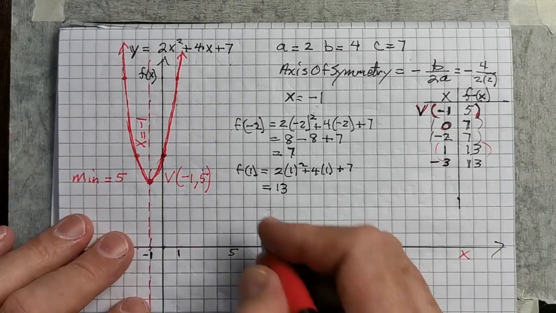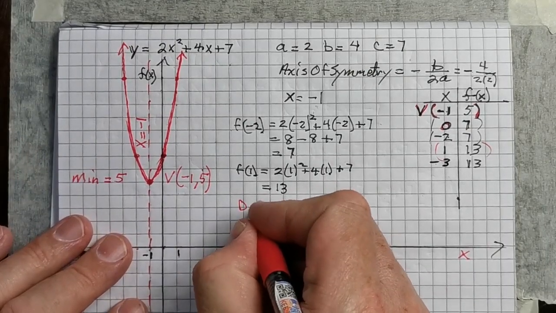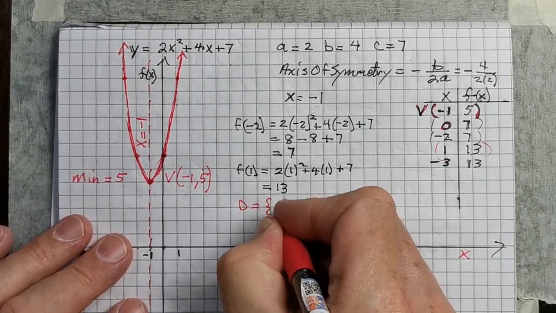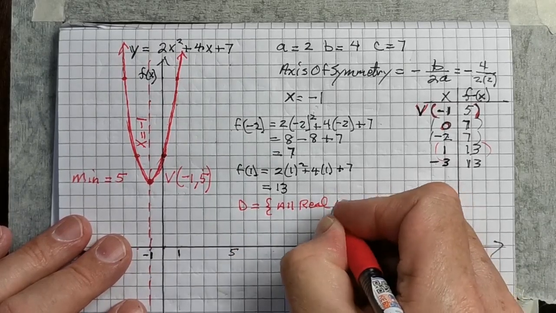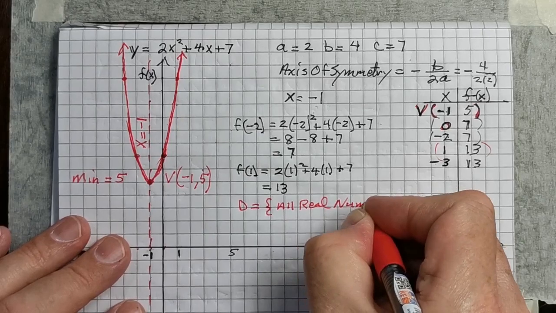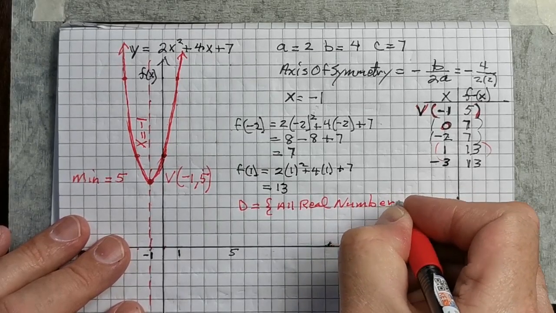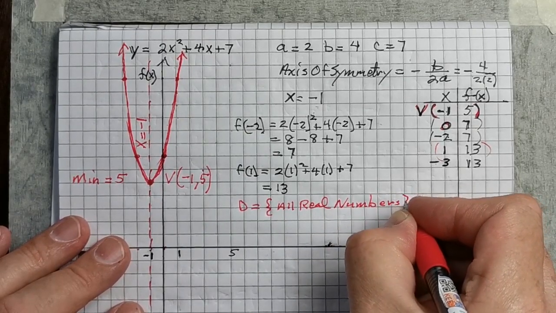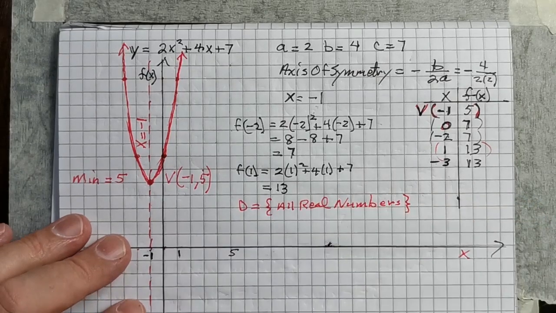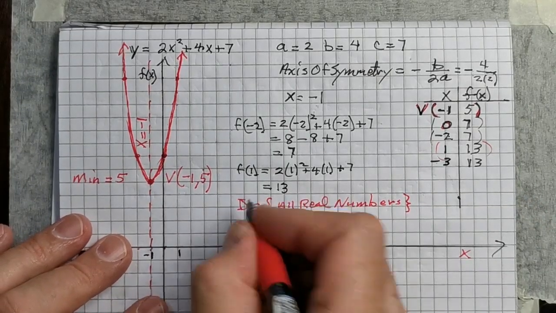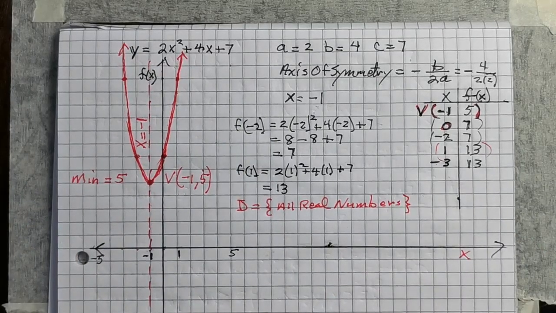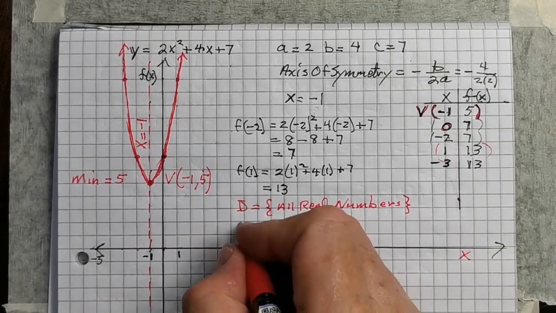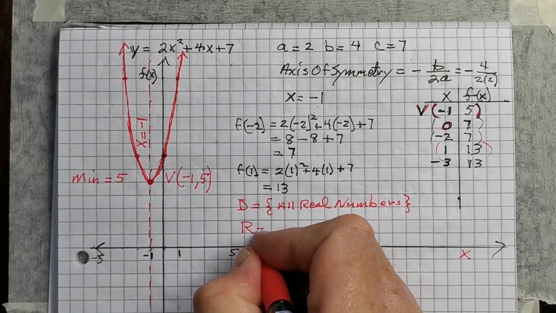So the domain is equal to the set of all real numbers. Okay, that's my domain. The domain is the set of all real numbers. So that's what we put into the function. It's the values of x that are allowed. We can use any value of x that we like, all real numbers. What about the range?